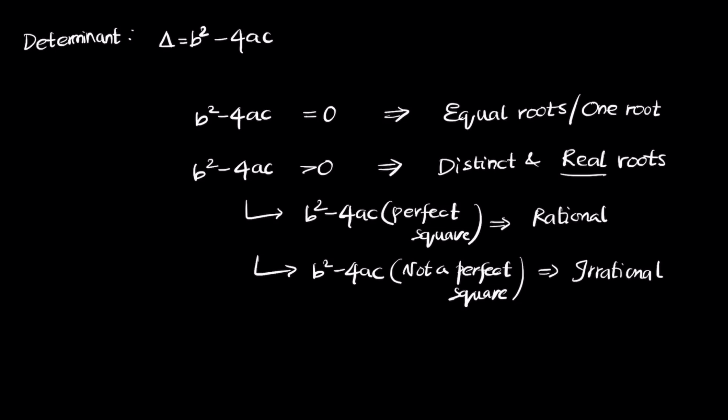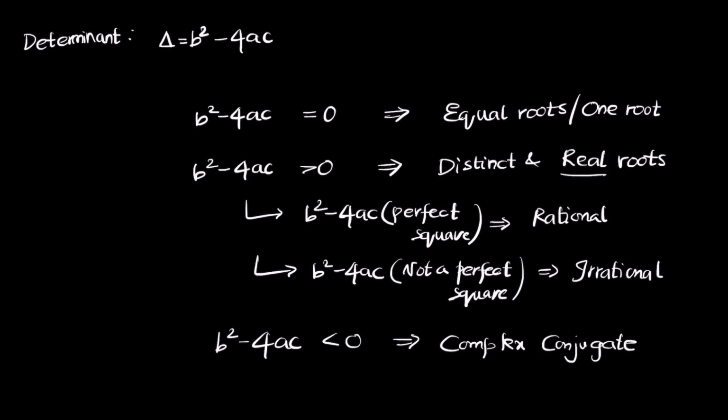So this is under the category where they are still greater than 0, but one is a perfect square and one is not a perfect square. The last one is if b squared minus 4ac is less than 0, then you get complex conjugate roots. So you get complex conjugate roots.